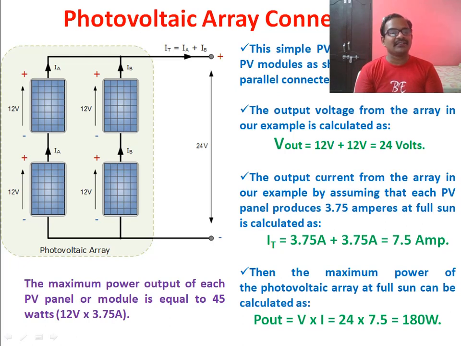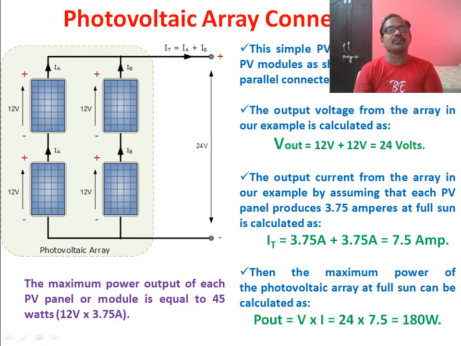And coming to the current, from each and every panel we will get 3.75 amperes. So from a string also, because they are connected in series, the current is constant. So from each and every string we will get 3.75 amperes. There are 2 strings, so total current is equal to IA plus IB, string A plus string B. So you will get 3.75 plus 3.75, which will be 7.5 amperes.